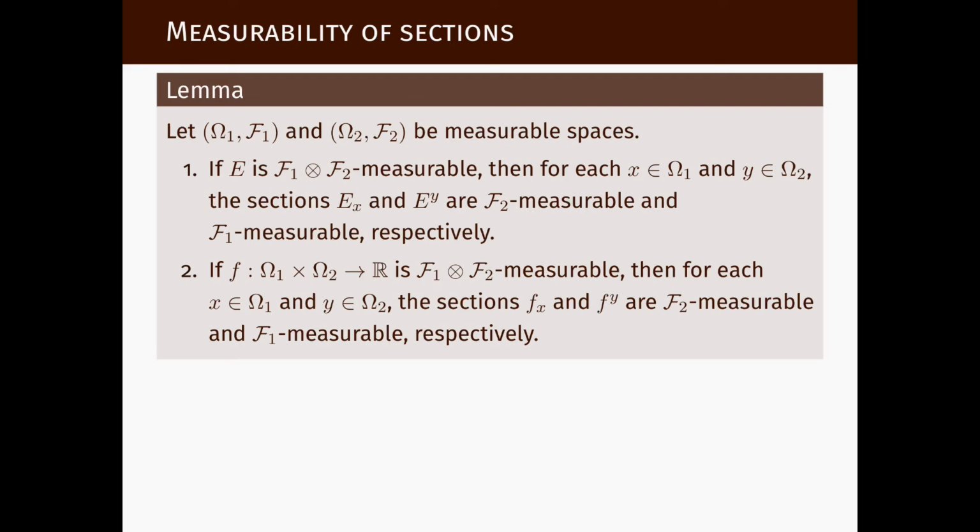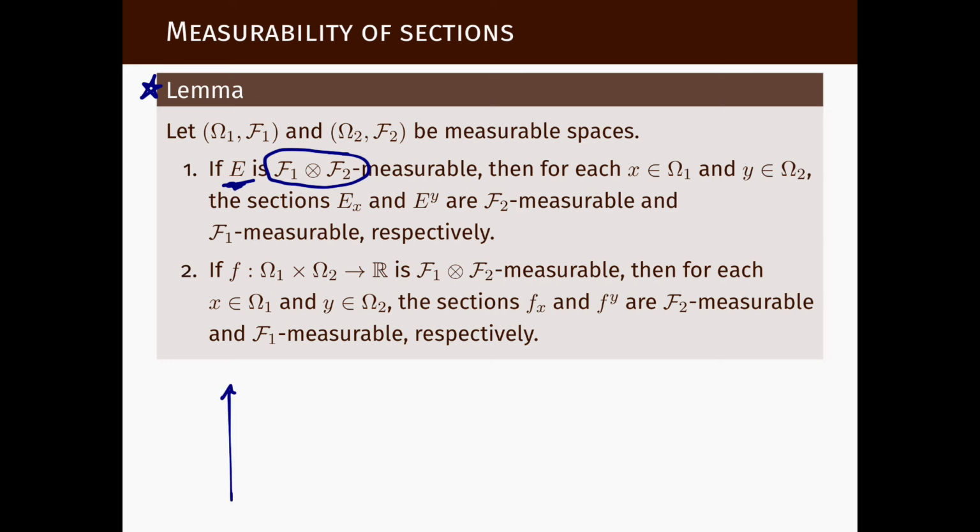You may have noticed in the previous definition that we didn't make any assumption about the function f or the set E that was a subset of the Cartesian product. They could have been any function, any subset. Now we are adding assumptions here. We are adding the assumption that E is measurable with respect to this product sigma algebra. And this is an important lemma that we'll use in the upcoming video lectures. So it says if a set E is measurable with respect to the product sigma algebra.